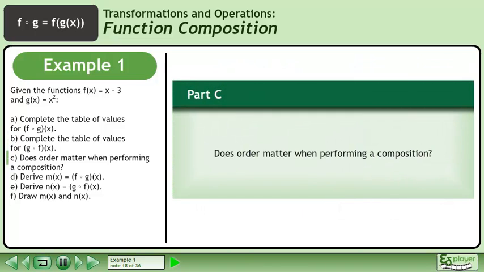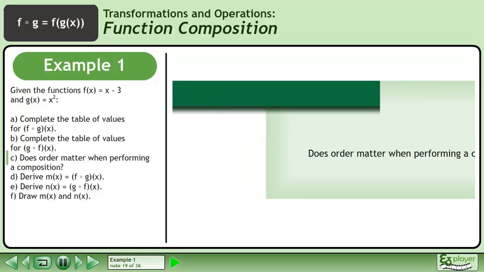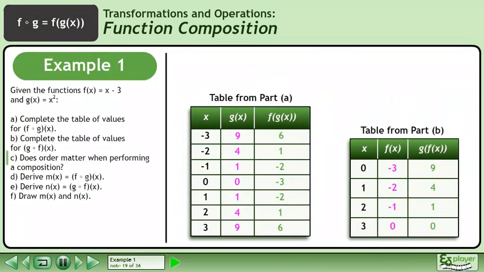Now we'll move on to part C. Does order matter when performing a composition? Let's bring back the tables we completed in parts A and B. Compare the rows where x equals 0. In the table from part A, f of g at 0 equals -3. In the table from part B, g of f at 0 equals 9.